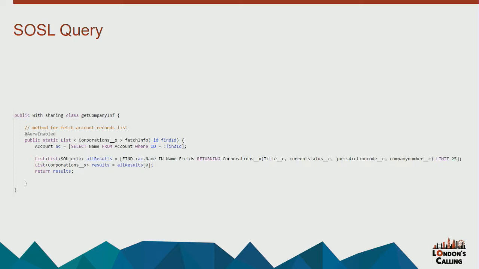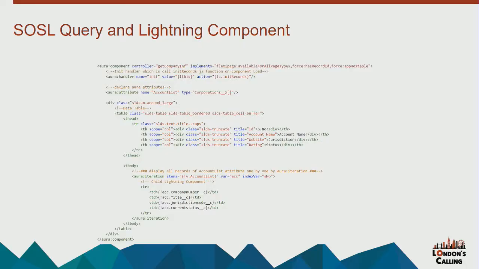This is some sample Apex controller. This is some simple Lightning component I've been able to put together, which surprised me. So I do have the controller. I do have the list of objects that I will get from the controller. And here I iterate over them and publish the company name, title, jurisdiction, and current status.